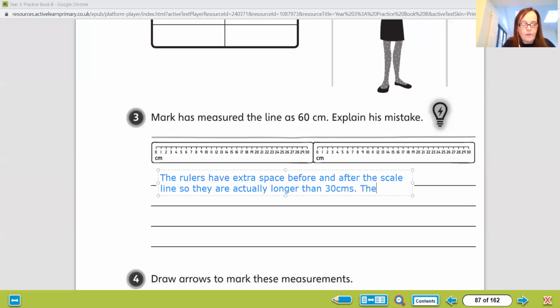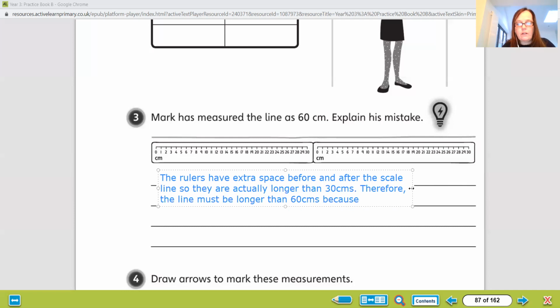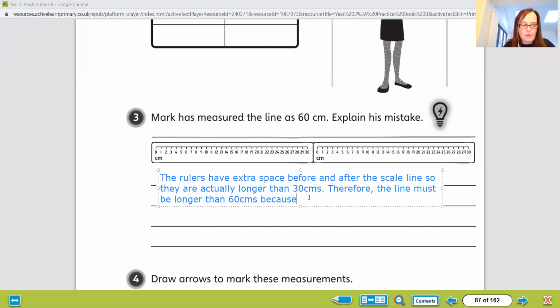I'm going to use a big word there now. Therefore, which kind of means because of this, therefore, the line must be longer than 60 centimetres because the rulers are each longer than 30 centimetres. Oh, I'm not doing well with my typing.